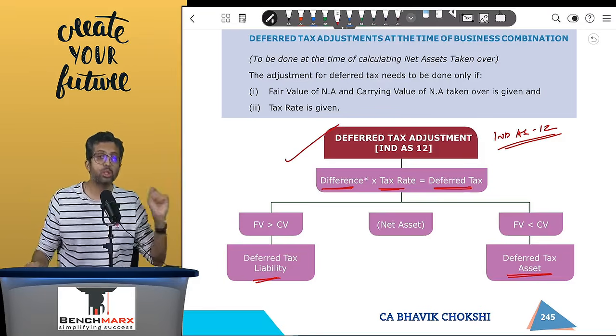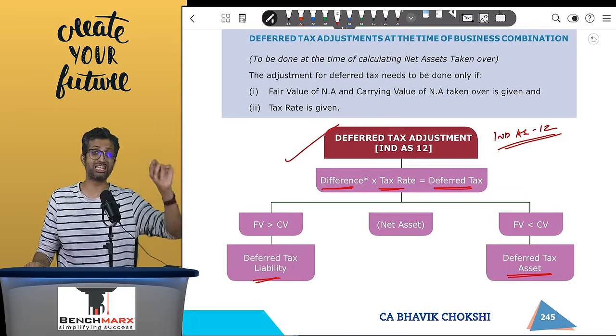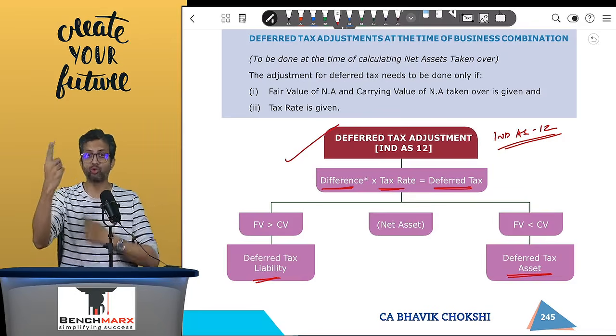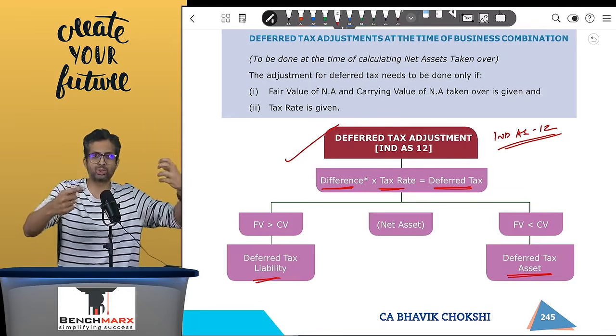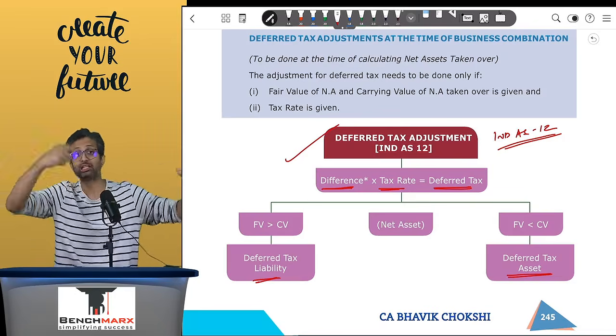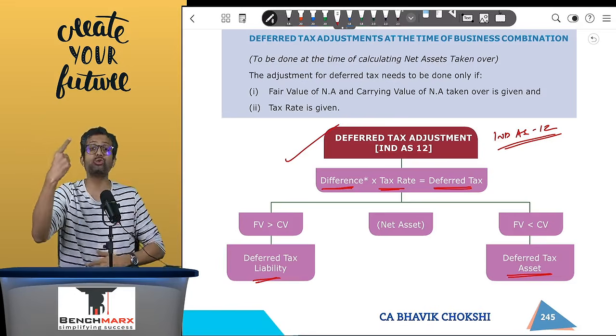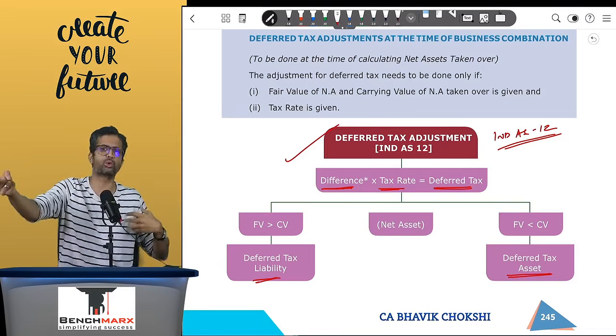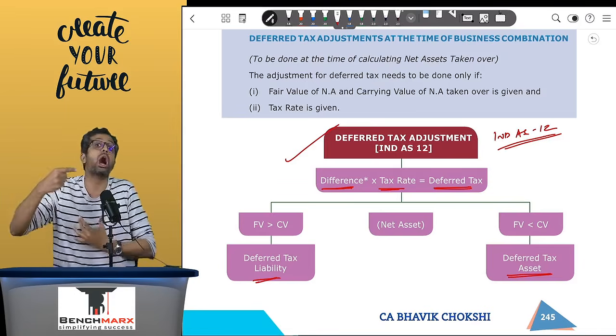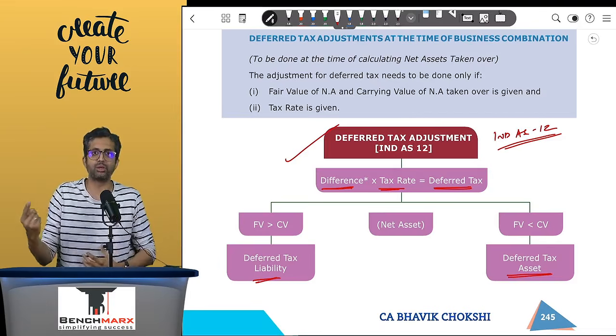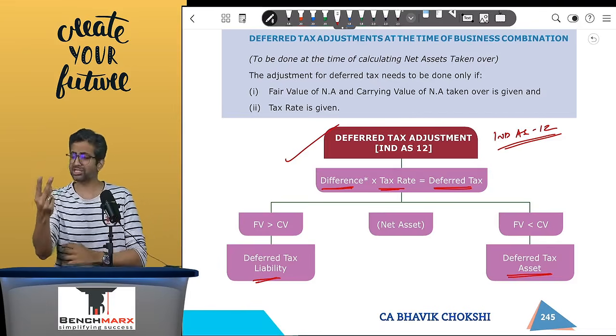But when will we know that we need to do a deferred tax adjustment in the exam question? If two things are there. First, you have the Ind AS value, that is the fair value, as well as the income tax value or the old carrying values. You need to have a difference to calculate deferred tax. If there's only one value given, how can you calculate the deferred tax? There will be no difference. First, and second, there should be a tax rate.